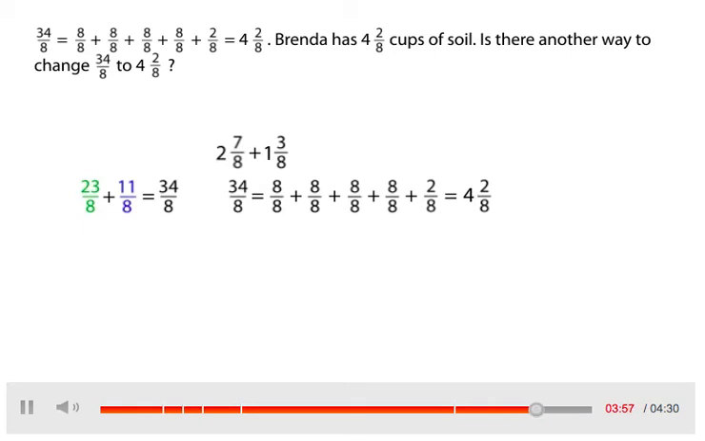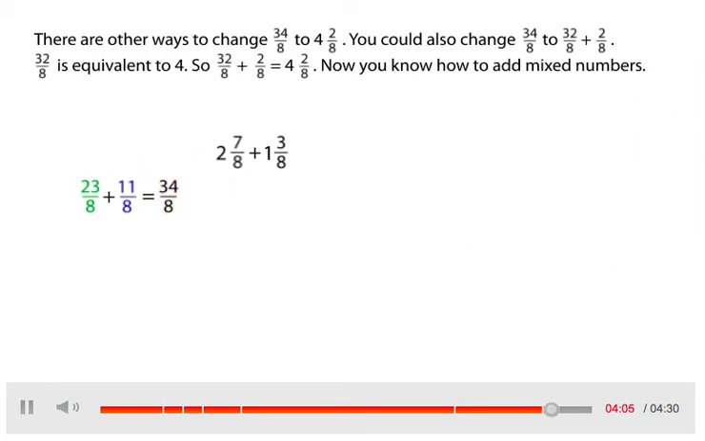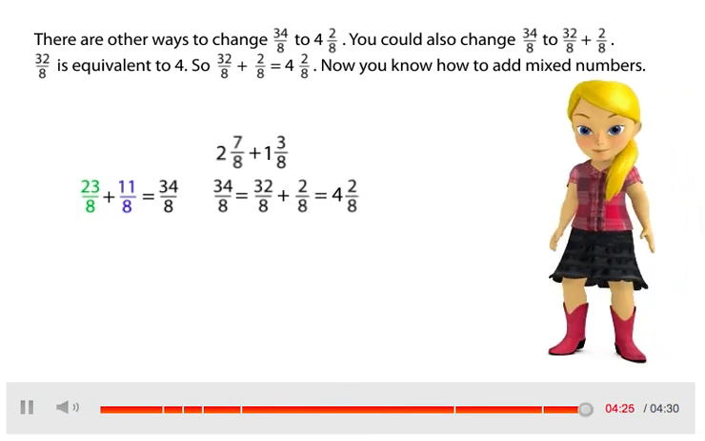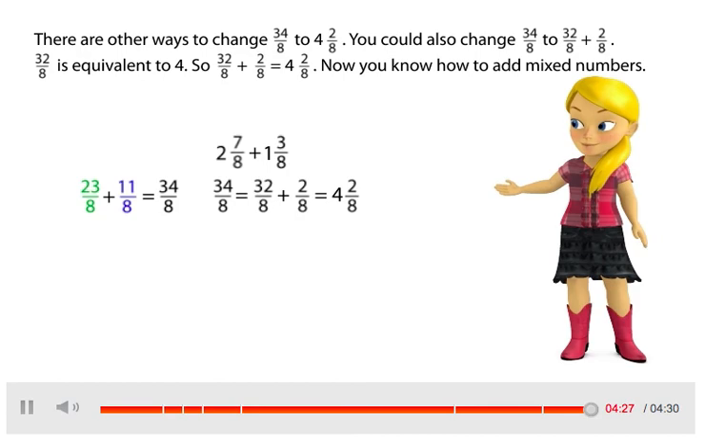Is there another way to change 34/8 to 4 and 2/8? There are other ways to change 34/8 to 4 and 2/8. You could also change 34/8 to 32/8 plus 2/8. 32/8 is equivalent to 4. So 32/8 plus 2/8 equals 4 and 2/8. Now you know how to add mixed numbers.